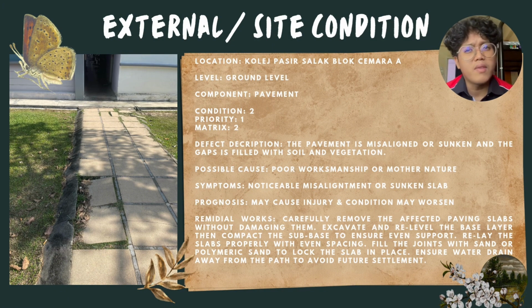The possible cause for this defect is poor workmanship or Mother Nature. The symptoms are noticeable misalignment or sunken slab. Prognosis is it may cause injury or the condition may worsen. The remedial work for this defect is to carefully remove the affected paving slabs without damaging them, and excavate and re-level the base layer, then compact the sub-base to ensure even support. Then relay the slab properly with even spacing, and fill the joint with sand or polymeric sand to lock the slab in place. Ensure water drains away from the path to avoid future settlement.